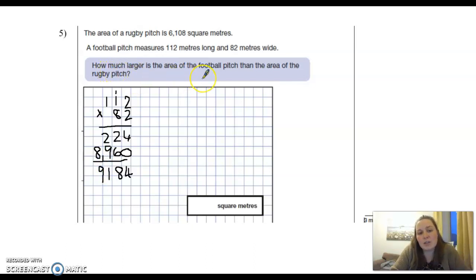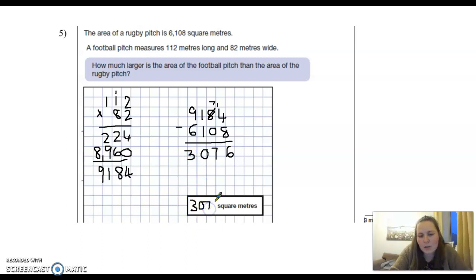And I want to know how much larger this is than the rugby pitch. So I'm going to do the football pitch area, which I've just worked out, and I'm going to take away the rugby pitch area, which it gives me at the beginning. And that will give me my final answer. So just line that up. I'm going to have to exchange there. 14 take away 8 is 6, 7 take away 0 is 7, 1 take away 1 is 0, and 9 take away 6 is 3. So your final answer should have been 3,076. Well done if you got that right.